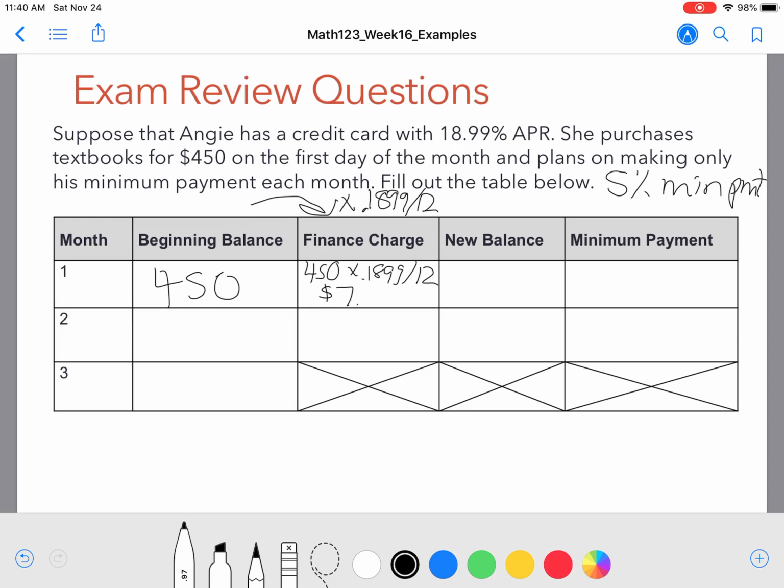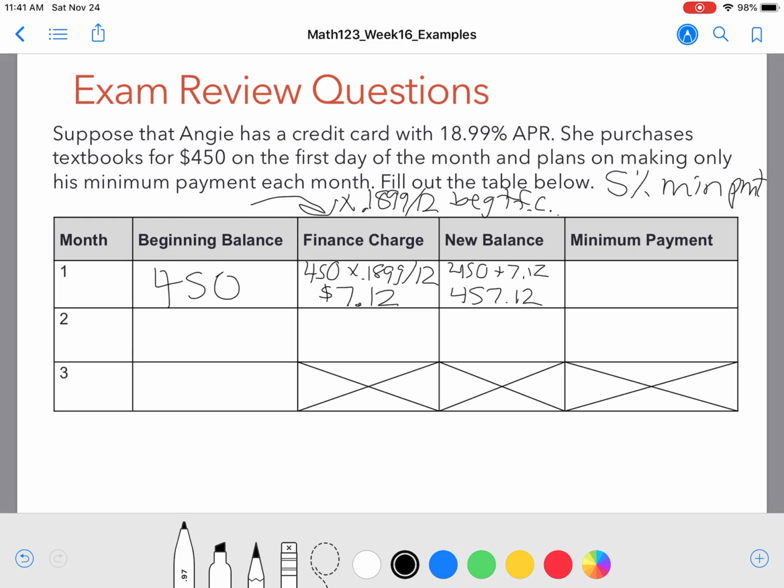$7.12. That's how much she's going to have to pay in terms of interest, basically. So the new balance is going to take the beginning balance, which is $450, and tack on that finance charge, $7.12. If we add those two, we should get $457.12. So this is always going to be the beginning balance plus the finance charge.